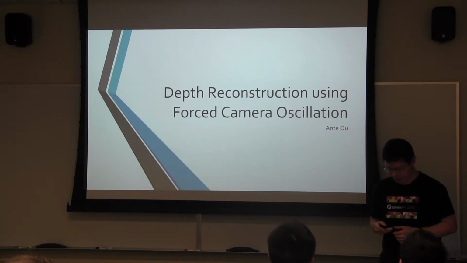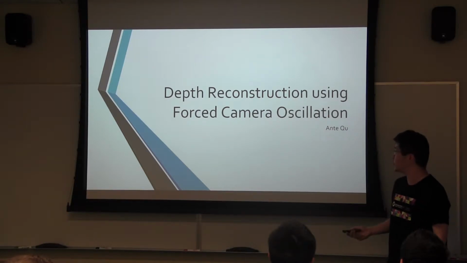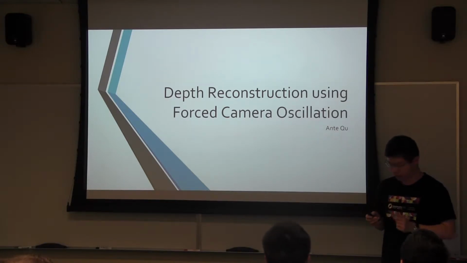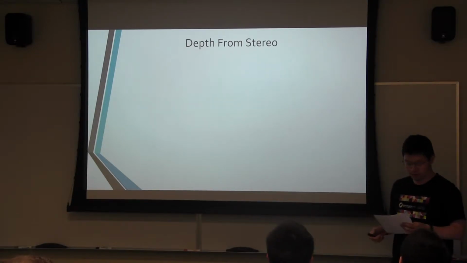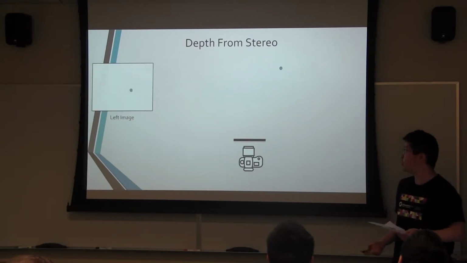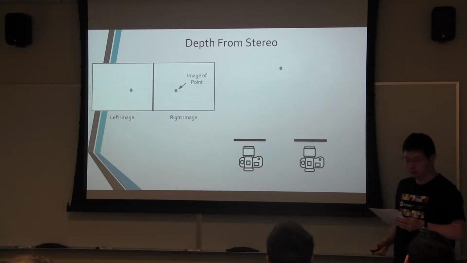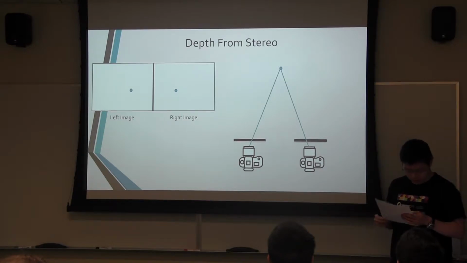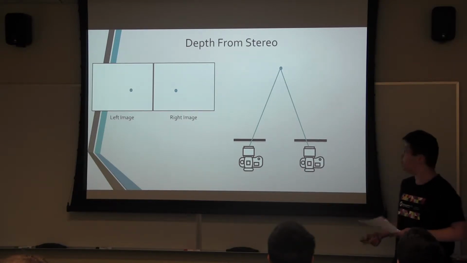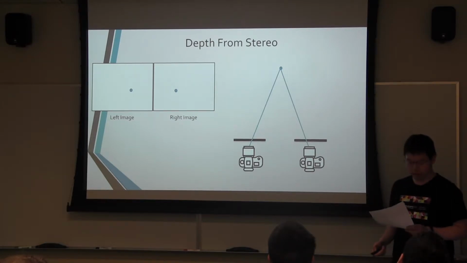Alright, my name is Antti Q, and I'll be talking about my project, which is depth reconstruction using forced camera oscillations. I'm going to explain the depth estimation problem first, which we've also gone over in class. Let's say we have a 3D point. Now we use a camera to capture an image. Let's move the camera to the right and capture another image. Notice how the point is in different locations between the two images. We can use these locations combined with what we know about where the cameras were to deduce the 3D location of the point. This is essentially how depth from stereo works.